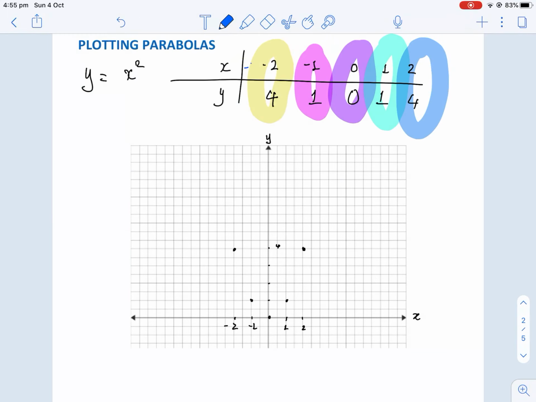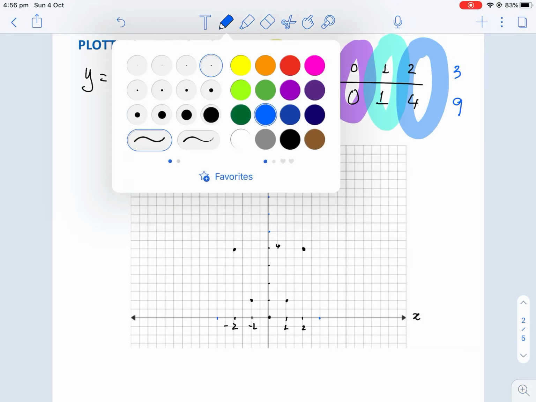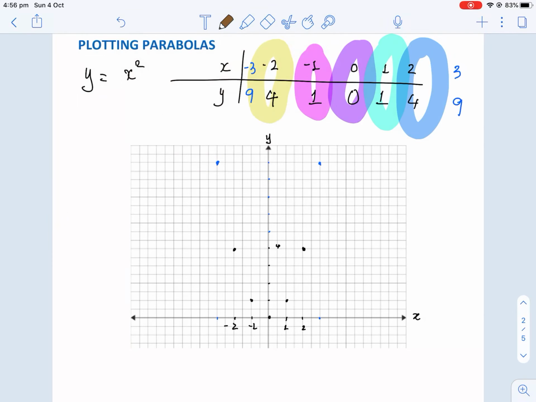You can go negative 3, then this one is going to be 9. You can go 3, this one is going to be 9. So I'll do one more, negative 3, and 4, 5, 6, 7, 8, 9. So 3 and 9 is going to be here, and the opposite one is going to be 3 and 9. Here you go. And then you can connect all the points together.